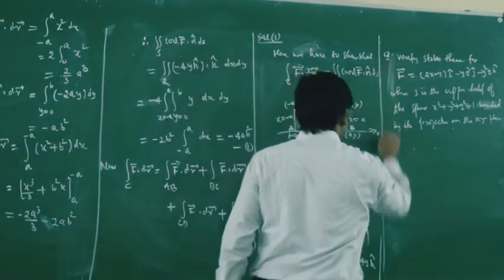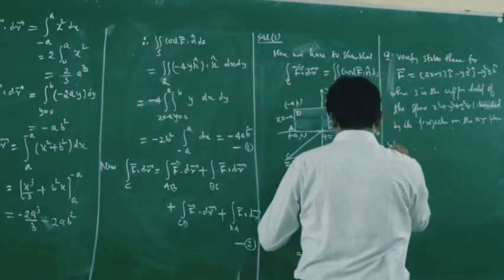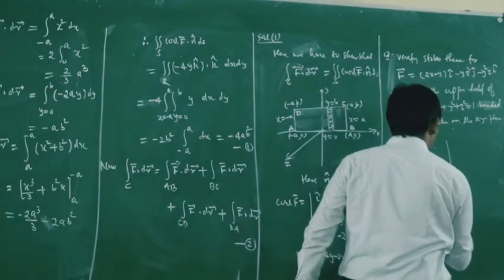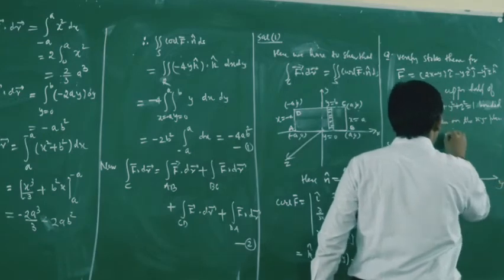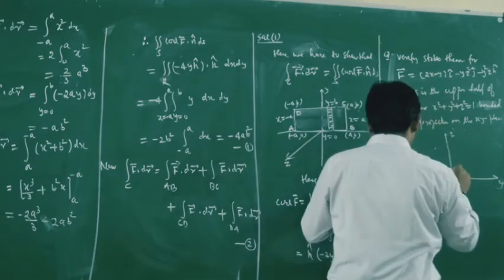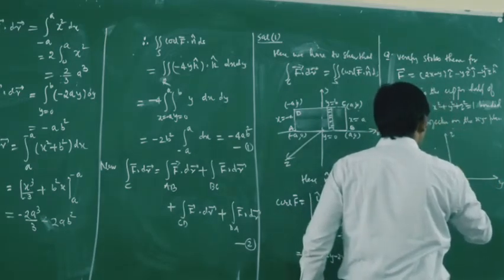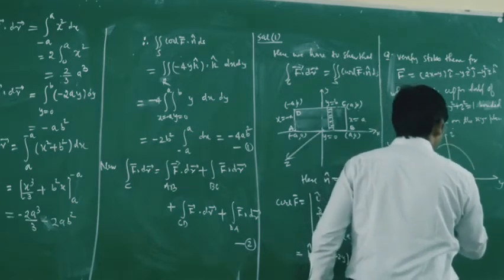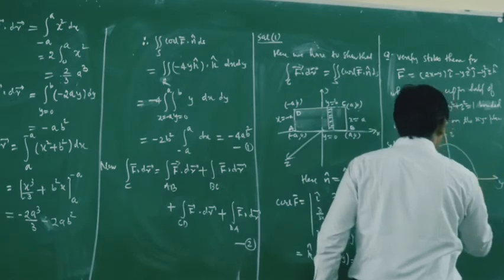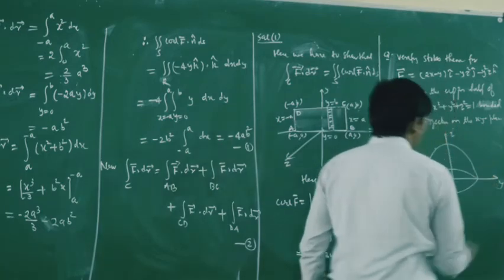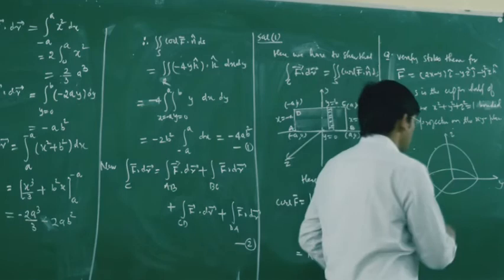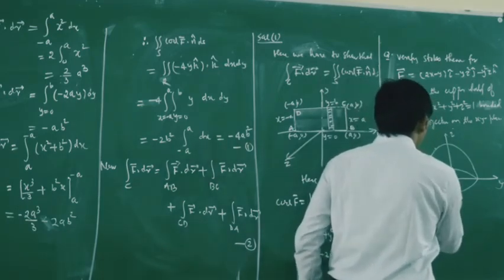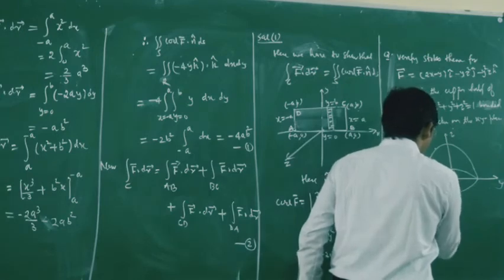So solution, say this is your x-axis, this is your y-axis, and say this is your z-axis. Now here we have a surface, so this is your surface which is bounded by a circle, which is bounded by its projection in the xy plane. So this is your projection of this sphere in the xy plane.